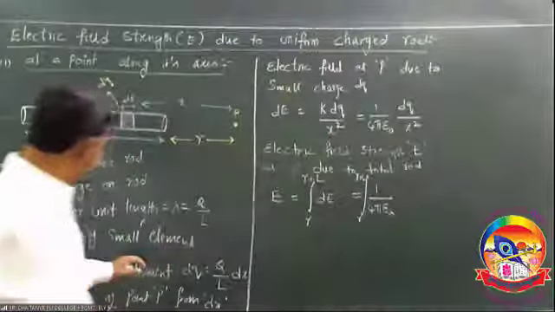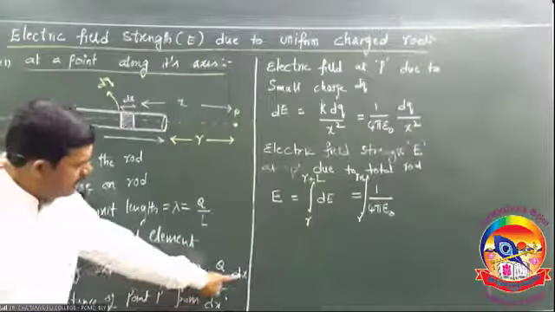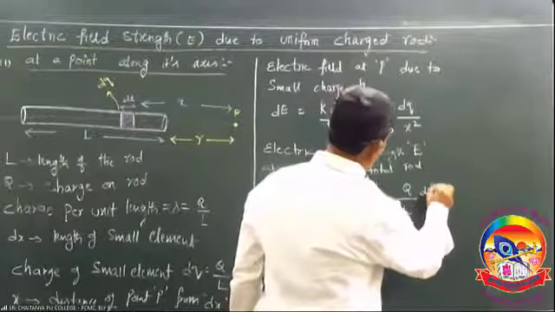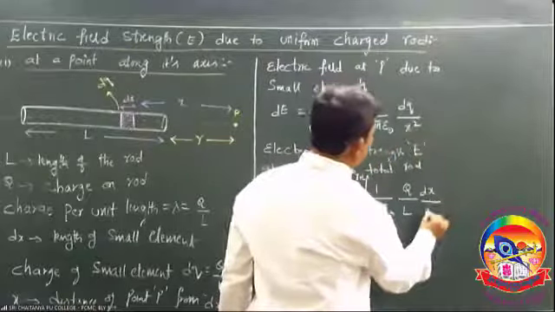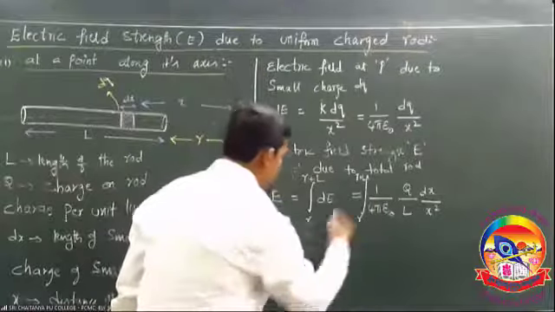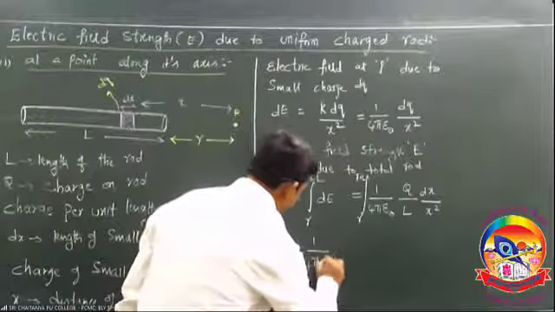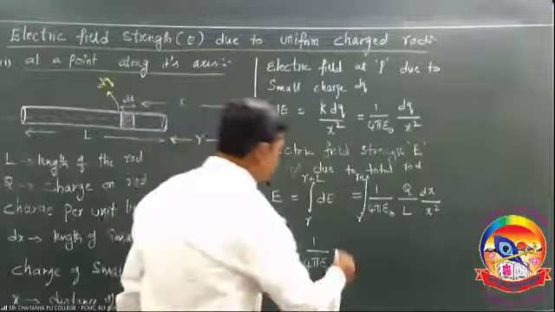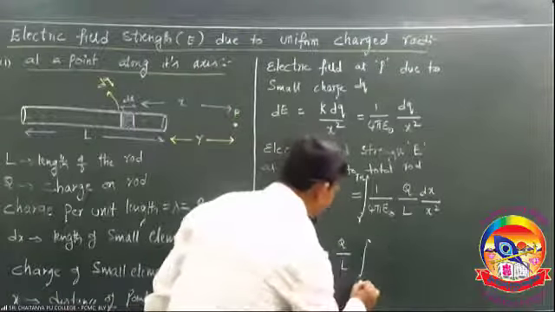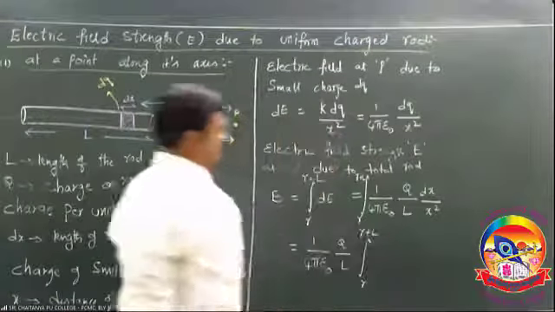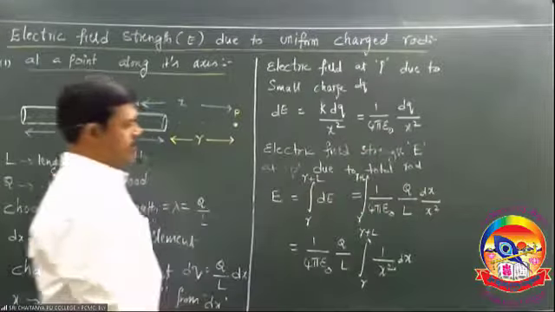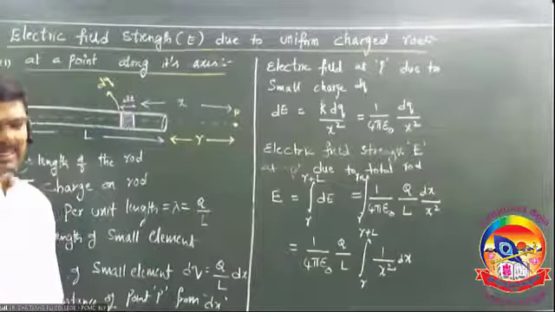dq is what? dq means Q by L dx. Q by L dx by x square, right? Take constants out. 1 by 4 pi epsilon naught, take it out. Q is a constant, take it out. L is a constant, take it out. Then 1 by x square dx. Integral of 1 by x square dx.